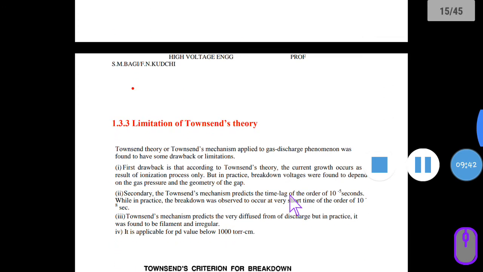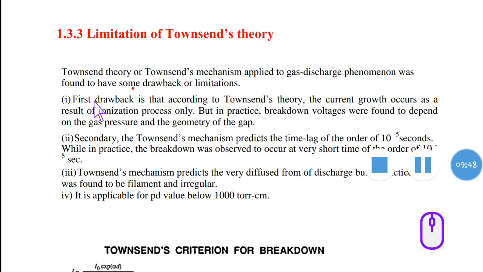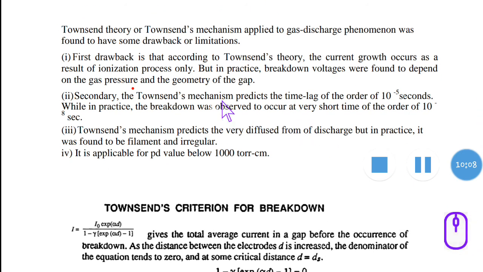Once we go through all those things, sometimes they may ask what is the limitation of Townsend theory. There are drawbacks. The first drawback: the current growth takes place due to the ionization process, as we know, but in actual practice it depends upon gas pressure and geometry of the gap. Second, the theory predicts a time lag of the order of 10 raised to minus 5 seconds, but actually the period is short, 10 raised to minus 8. Also, the Townsend mechanism predicts a diffuse discharge, but actually it is filamentary and irregular. It is applicable for pd values up to 1000 torr centimeter.